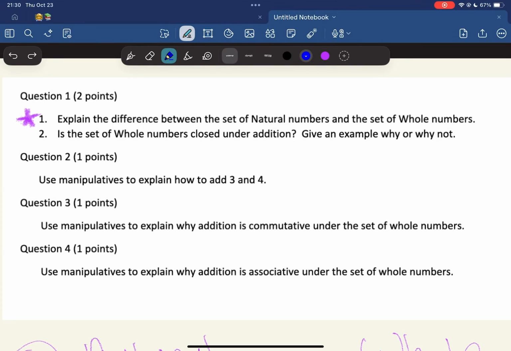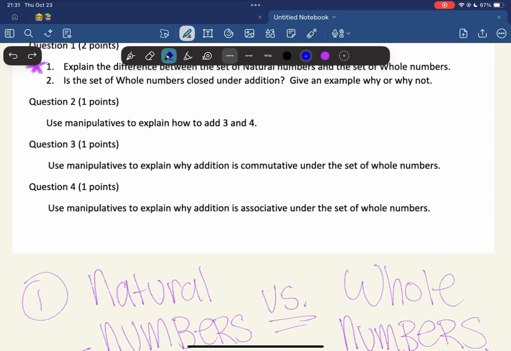Hello, today we are going to be answering 4 questions. The first question here has 2 parts. So the first thing we're going to do is explain the difference between the set of natural numbers and the set of whole numbers. This is really important for what we're going to be learning following this.